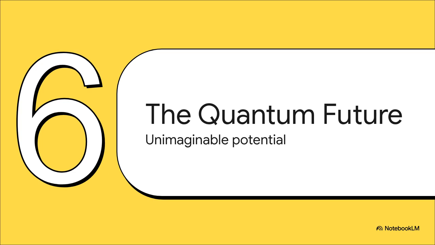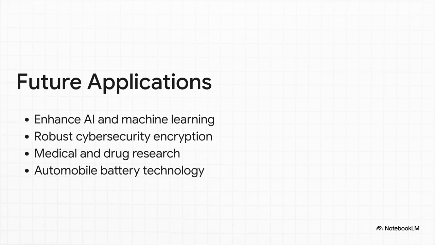Finally, Section 6. The quantum future. As we look ahead, we really have to ask what happens when this technology matures. Realizing the full potential of these processors is going to herald a world of truly unimaginable possibilities. Because they can process extensive amounts of data at completely unprecedented speeds, the real-world applications are just staggering. For starters, quantum computing will massively enhance artificial intelligence and machine learning.